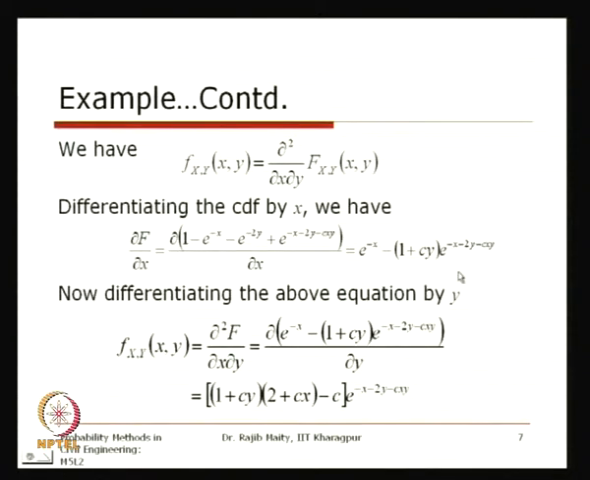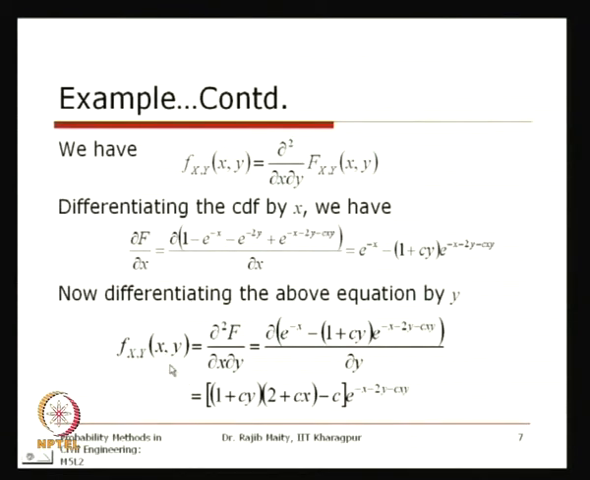Now from this one, if we take one more differentiation with respect to y, then it comes that (1 + cy)(2 + cx) - c, multiplied by e to the power minus x minus 2y minus cx, and obviously x and y are greater than or equal to 0. Now this is the joint PDF that we got for this random variable x and y.